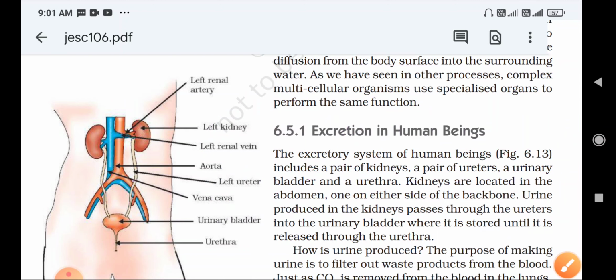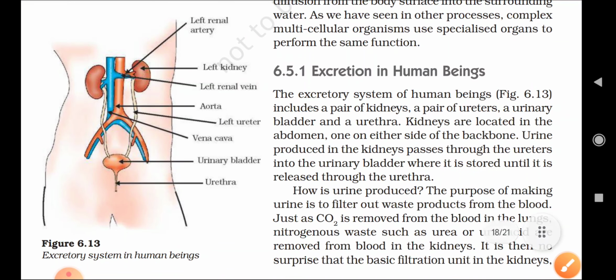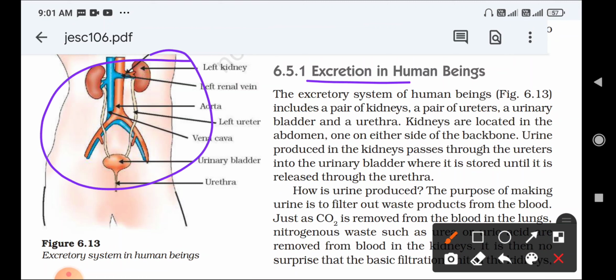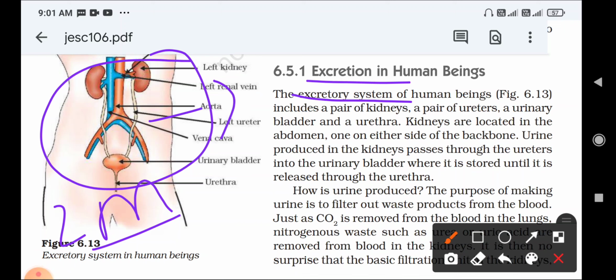Next, how excretion happens in human beings: that is done by the excretory system. Excretion in human beings, this is an important diagram for 2 marks. This is the excretory system of human beings. What are the parts of the human excretory system? You can write here: it includes a pair of kidneys.